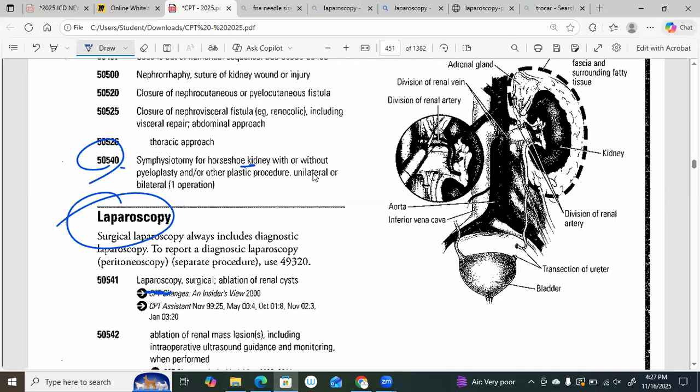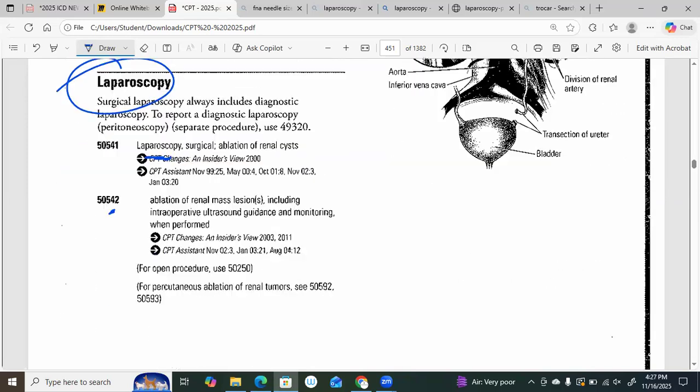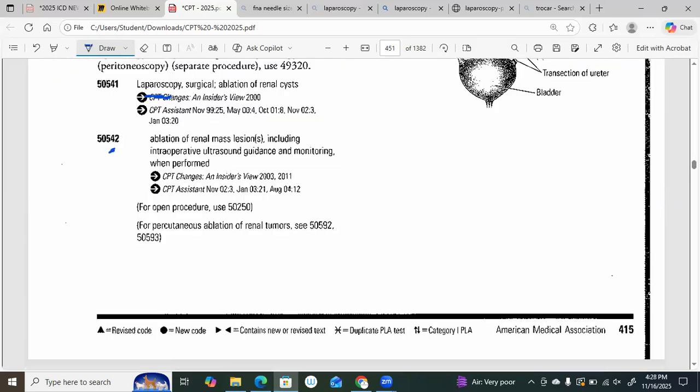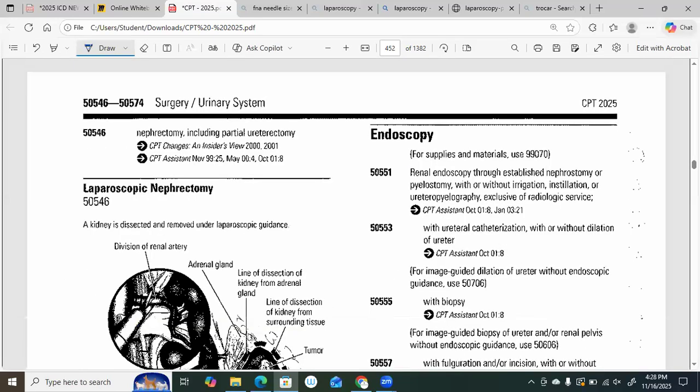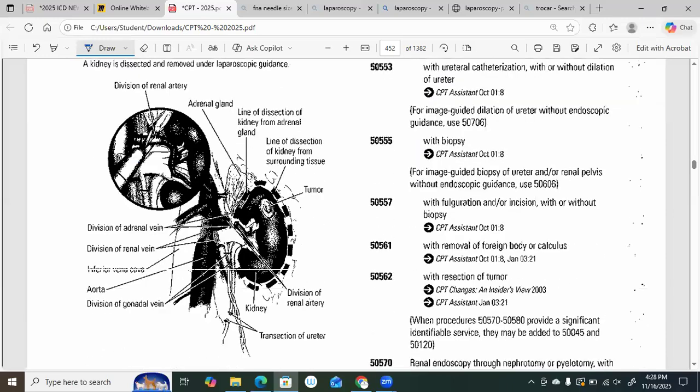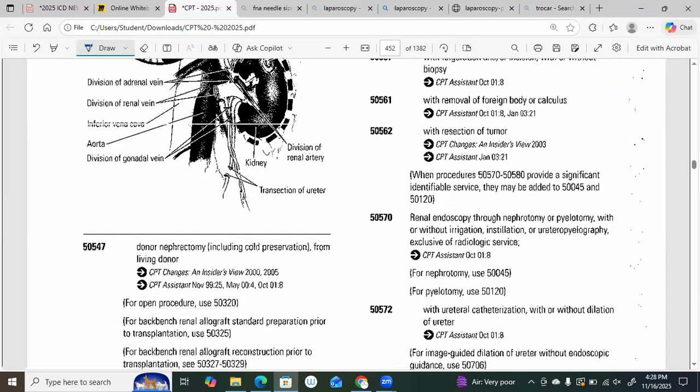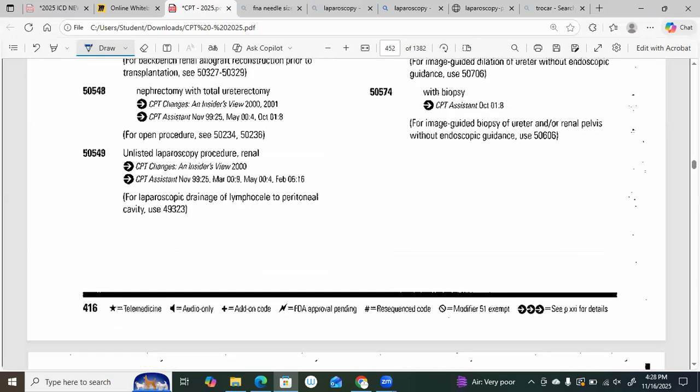So the first is laparoscopic surgical ablation of renal cyst. So it seems that only the renal cyst has been ablated. Then we have ablation of renal mass. So all these procedures are the laparoscopic procedures. So I'm just skipping this out and moving to the next topic.